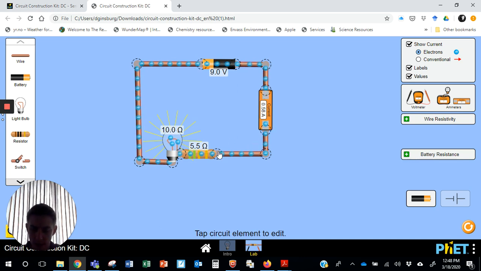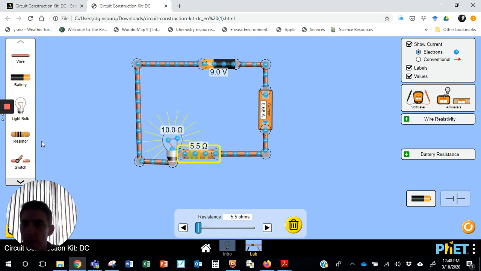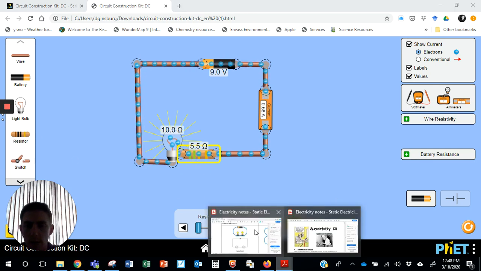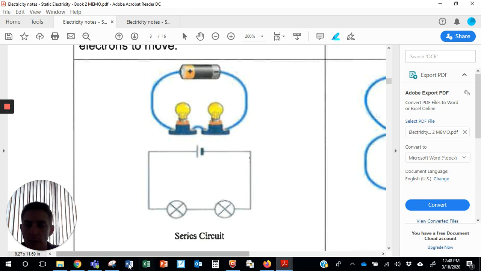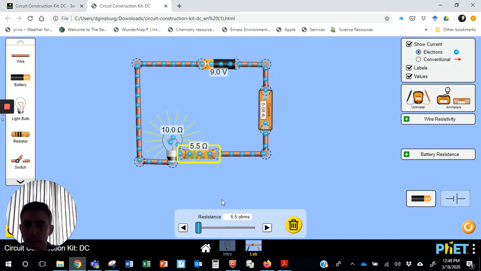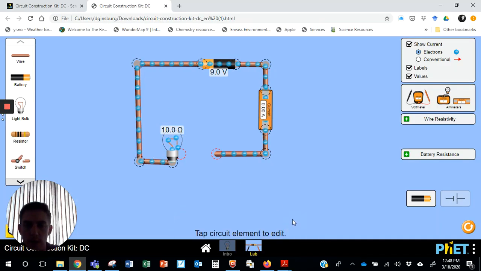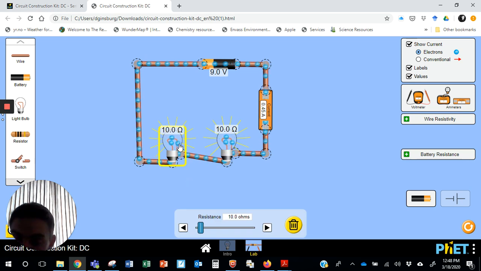Okay, I'm going to take out the light bulb, I'm going to take out the resistor, because in your notes we don't have a resistor, we've got two light bulbs, even though light bulbs are resistors. Okay, so click on the rubbish bin to delete it. Let's put in another light bulb. Notice how they're both set to 10 ohms. That one's 10 ohms, this one's 10 ohms.